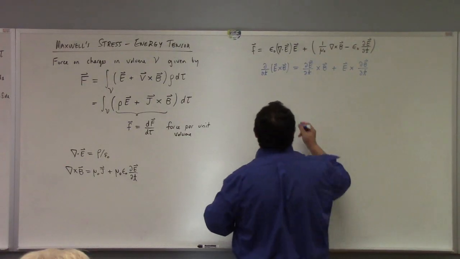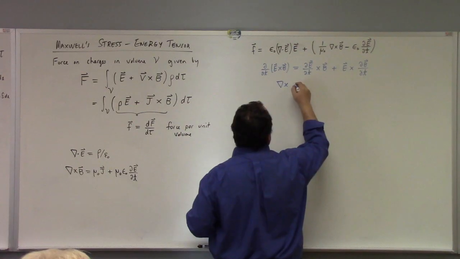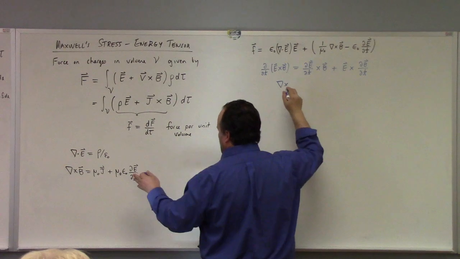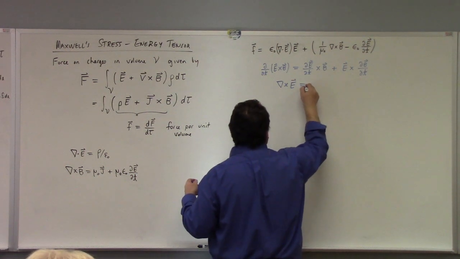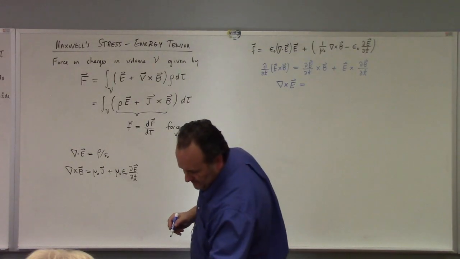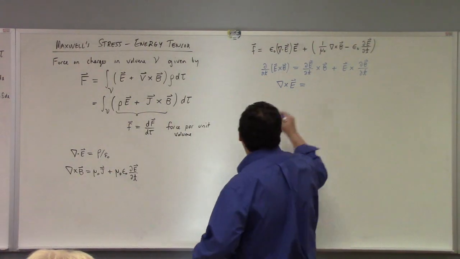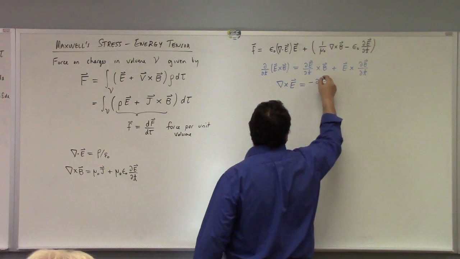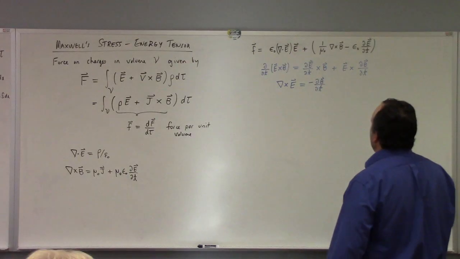Faraday's law says that the curl of the magnetic field, wait a minute, no, I already used that one. The curl of the electric field, do I need that one yet? Sorry, I've lost my place. Oh, yeah, duh. Minus partial B, partial T. All right. Okeydokey.